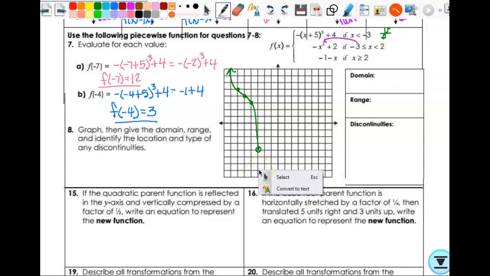Oh, stupid pen. Of course it's not going to cooperate. Okay, and it's closed because it's less than or equal to. Then I take the 2 and I substitute it in there. So 2 squared is 4, make it negative, that's -4, plus 2 is -2. So I go to 2, -2, and that is an open circle.